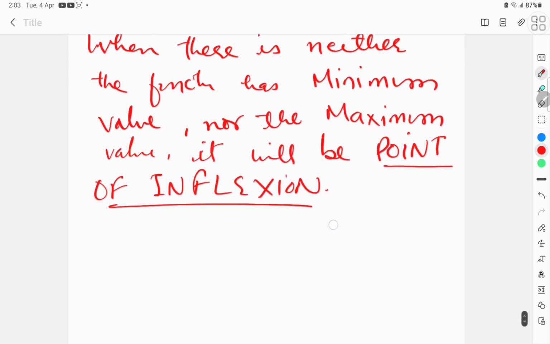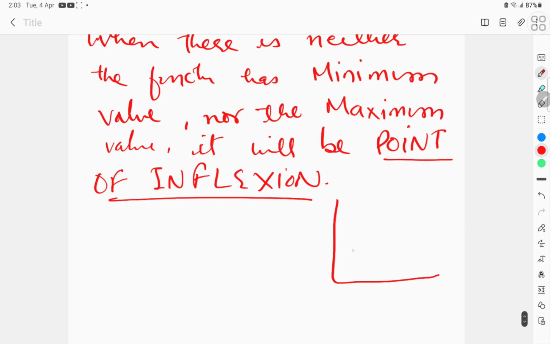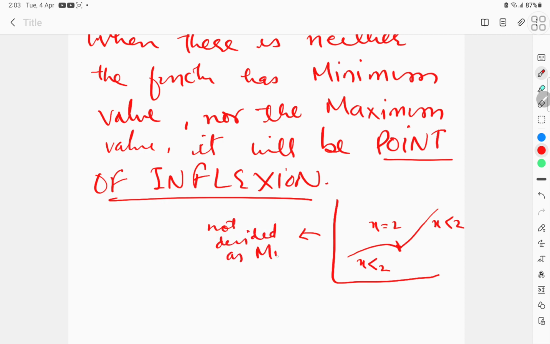So for example, this and this. When x is equal to 2, here it is increasing, and x is greater than 2 also increasing. So the curve is increasing but takes a certain change in rising position. There is a kink, and it is not decided as minima or maxima.